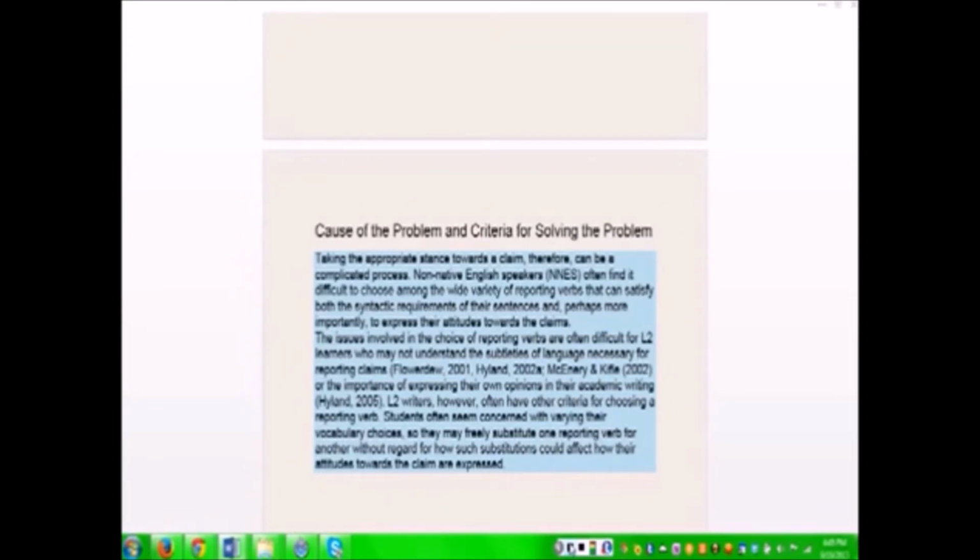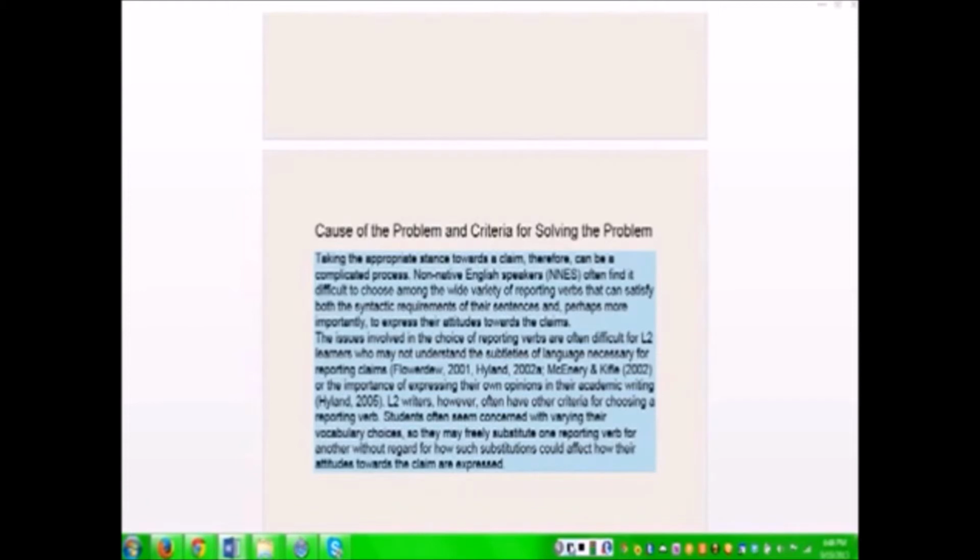Non-native speakers of English often find it difficult to choose among the wide variety of reporting verbs that satisfy both the syntactic requirements of the sentences and, more importantly, to express their attitudes toward a claim. So part of the problem is there's a wide variety of choices, maybe too wide a variety. And as a result, L2 students may not understand the subtleties of the language. L2 students have their other criteria for choosing reporting verbs.